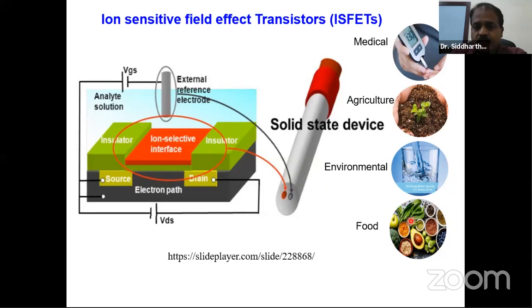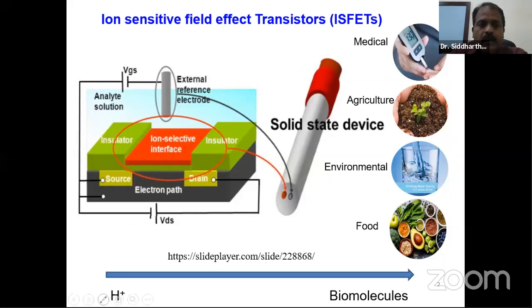Now, if you look at these analytes, this can range from a very simple ion like that of a hydrogen ion, all the way to complex charged biomolecules. So what we can find in the literature is that these kinds of devices have been utilized to detect simple analytes all the way to complex analytes. And in our lab also we have done the same, and I'll be sharing some of the work which we have done in this regard.